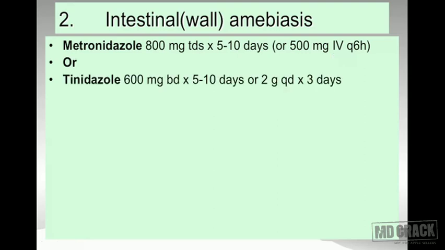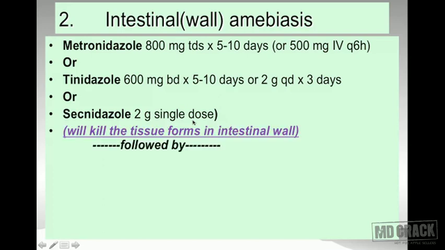Or tinidazole could be used, 600 milligrams 2 times a day for 5 to 10 days, or just 2 grams every day for 3 days. Or you have an option of using secnidazole, 2 grams in a single dose. This is going to kill the tissue forms in the intestinal wall. So you've already killed the intestinal wall amoeba.